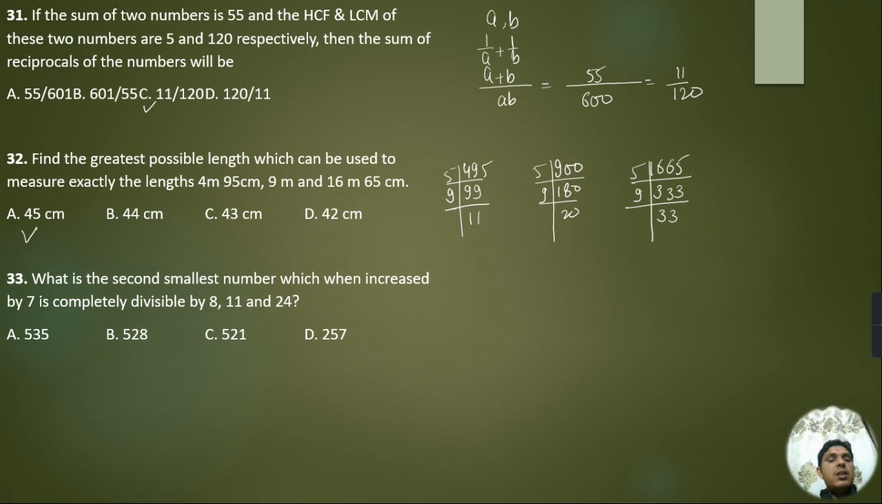What is the second smallest number which, when increased by 7, is completely divisible by 8, 11 and 24? So for this, find the LCM of 8, 11 and 24. The LCM of 8 and 24 will be 24, right? And the LCM of 11 and 24 will be the multiple, that means 264 will be the LCM. The first smallest number is the LCM. Second smallest number will be 2 multiples of LCM.